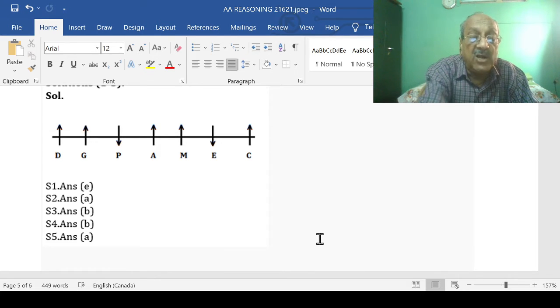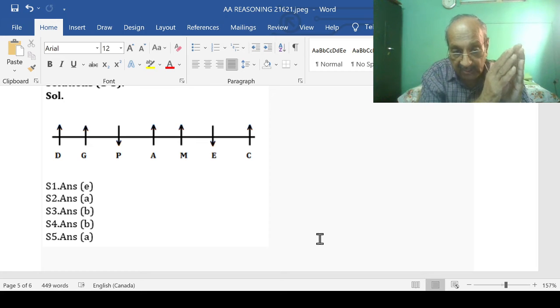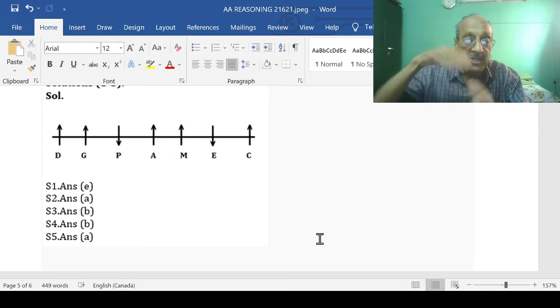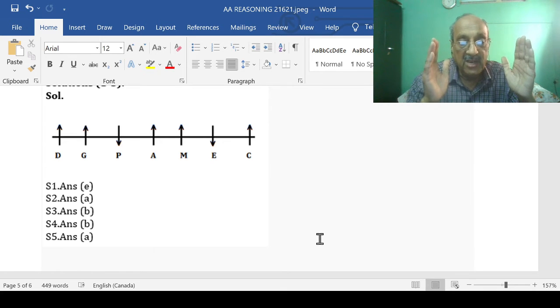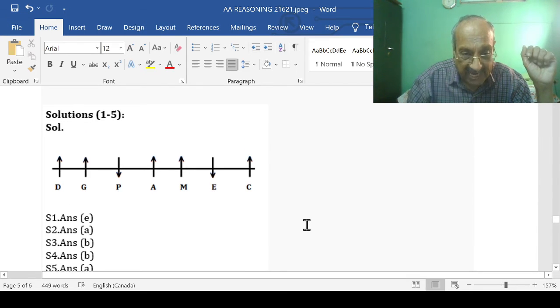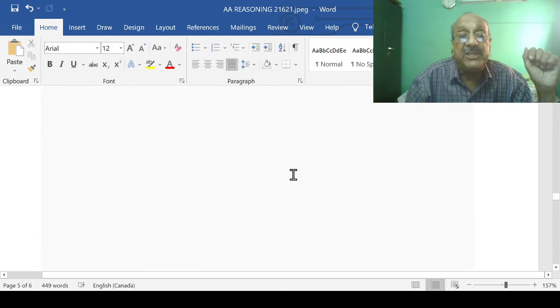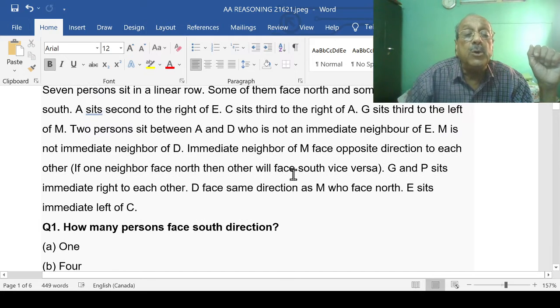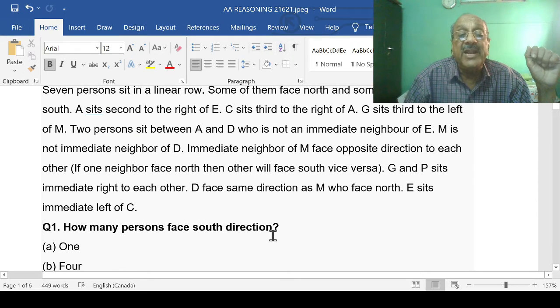D is facing north, first left. G north, P south, A north, M north, E south, C is facing north. Now, some of the points which can help you draw this picture, what helped me to draw the picture, let me tell you. This figure was very helpful for me. This point was very helpful for me.